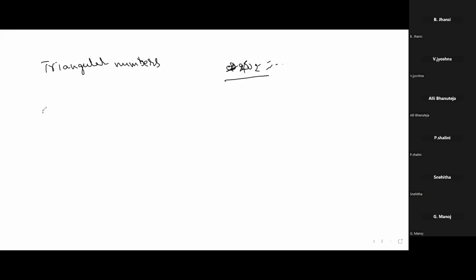For example, I took one point: 1. In the same way, this is 3. See the formation of a triangle every time. Okay. Next one is 6. Next one is 10.